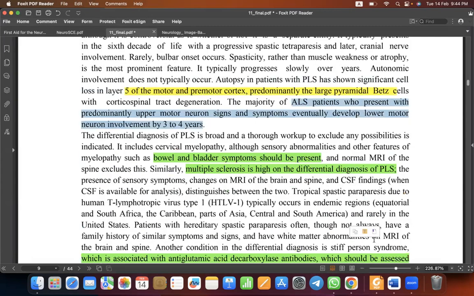Okay, so the differential diagnosis of primary lateral sclerosis is broad. In the patient we need to do a lot of workup. We need to check for cervical myelopathy. We need to check for sensory abnormalities. We need to check the bowel and bladder symptoms as well. Sometimes patients can present like this. So there could be a differential of cervical myelopathy, with the patient having sensory signs and bowel bladder involvement. Another possibility is primary multiple sclerosis. But the issue is that there are no MRI findings and no sensory findings. The CSF findings should be there in that case.